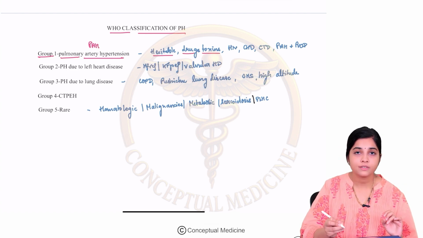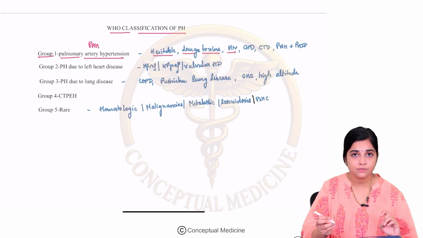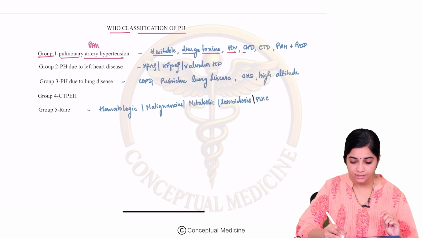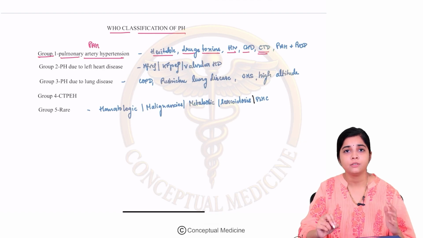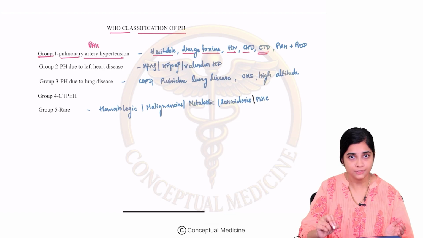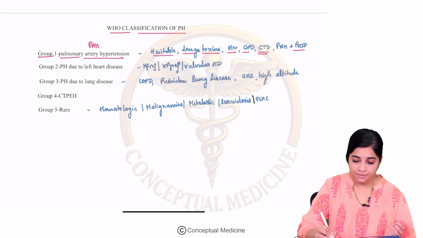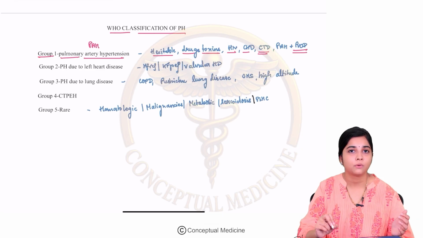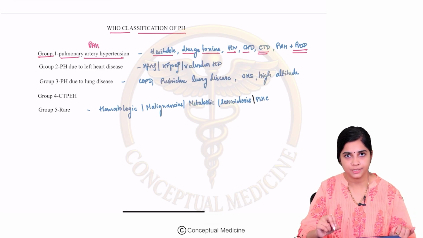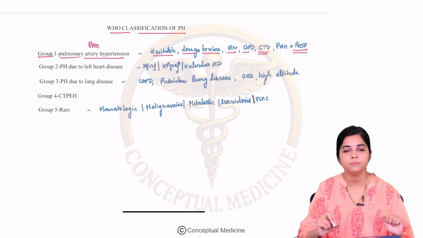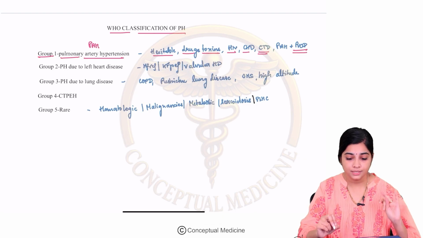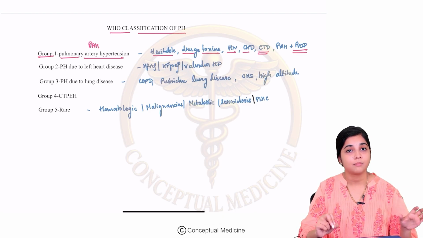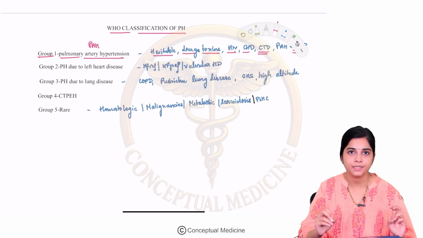Then drug or toxin mediated PAH, then HIV associated pulmonary hypertension, then we have CKD associated pulmonary hypertension, then connective tissue disorders. What are the connective tissue disorders? Including your scleroderma associated pulmonary hypertension, then your pulmonary veno-occlusive disease or PVOD in association with pulmonary artery hypertension are all part of group 1 PAH. So for group 1 PAH, remember, heritable, drugs, toxin, HIV associated and connective tissue associated are among the common causes that we see in group 1 PAH.